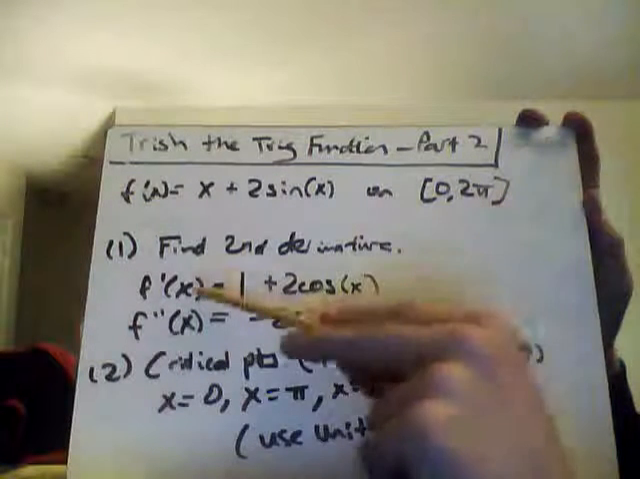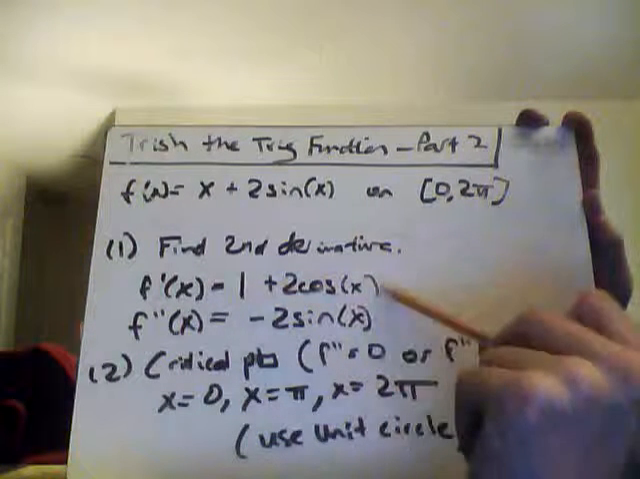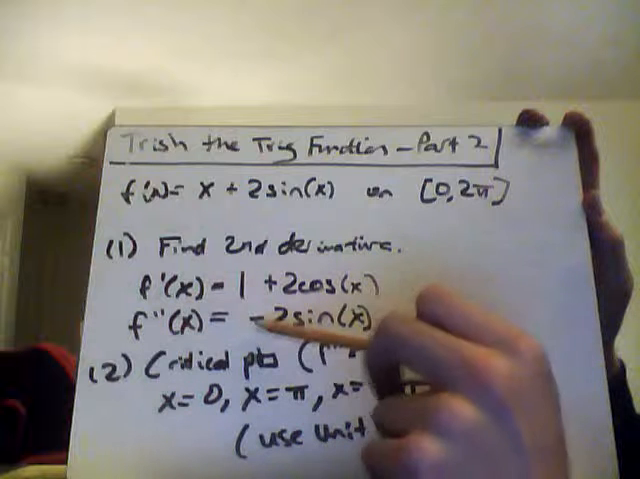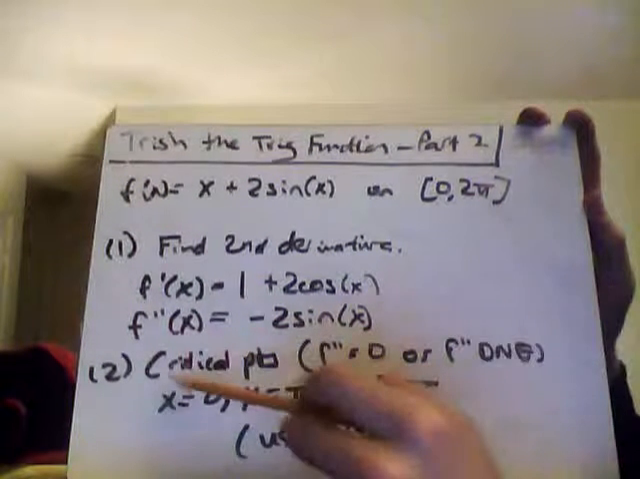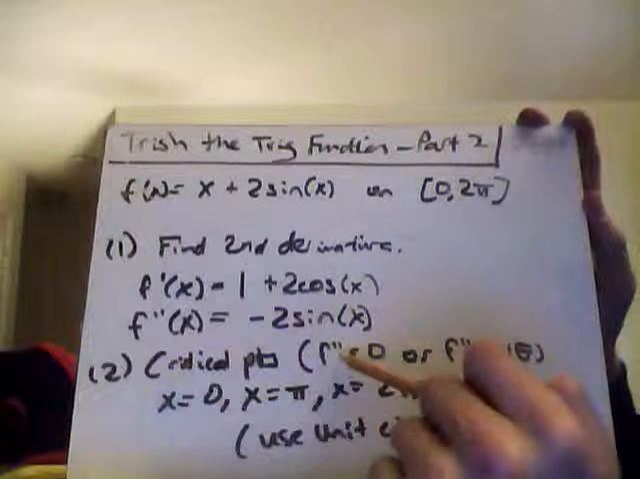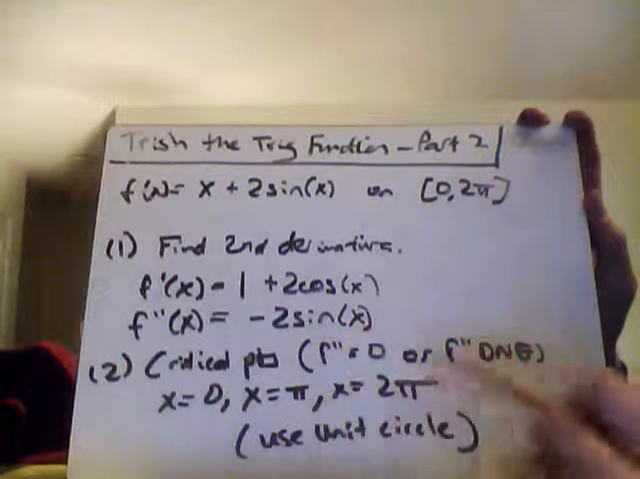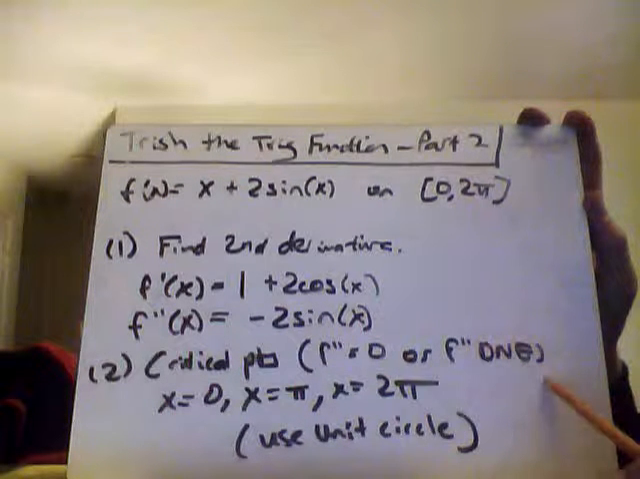In the first part, we found the first derivative is 1 plus 2 cosine of x. Therefore, our second derivative is going to be negative 2 sine of x. It's going to make it pretty easy to find critical points here. We need critical points wherever f double prime is equal to 0 or f double prime does not exist.